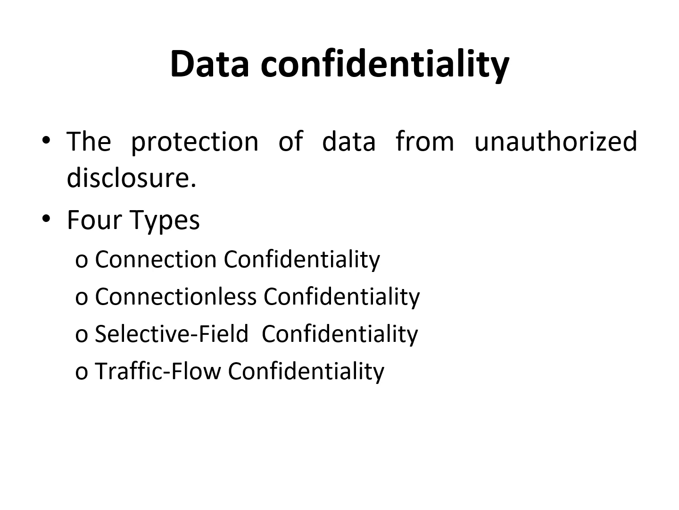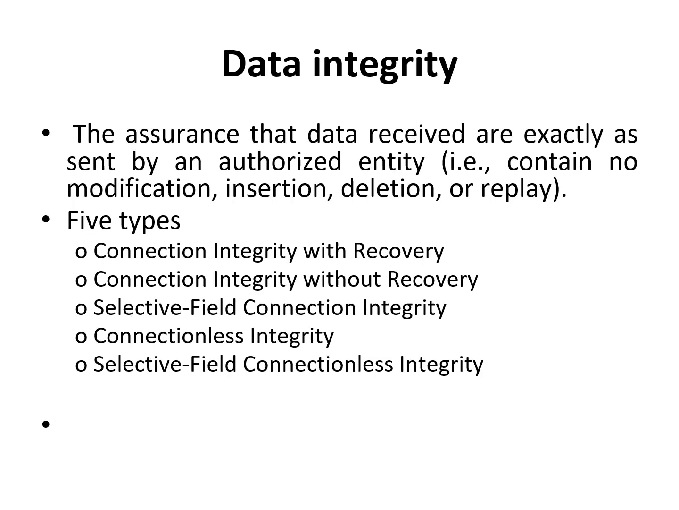The next one is data confidentiality. This is the process of protecting our data from unauthorized disclosure. No one other than the original user should open or read the message. There are four types here: connection confidentiality, connectionless confidentiality, selective field confidentiality, and traffic flow confidentiality.